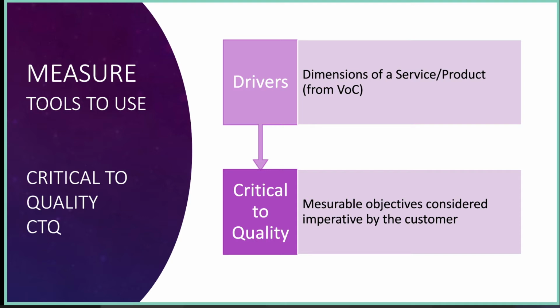Now critical to quality is a measurable objective which is considered as very, very important by the customer. So it can range from anything, really. It can be like wanting to be able to sit down in a bar, to wanting to get a coffee within 3 minutes, just things that can be measured.